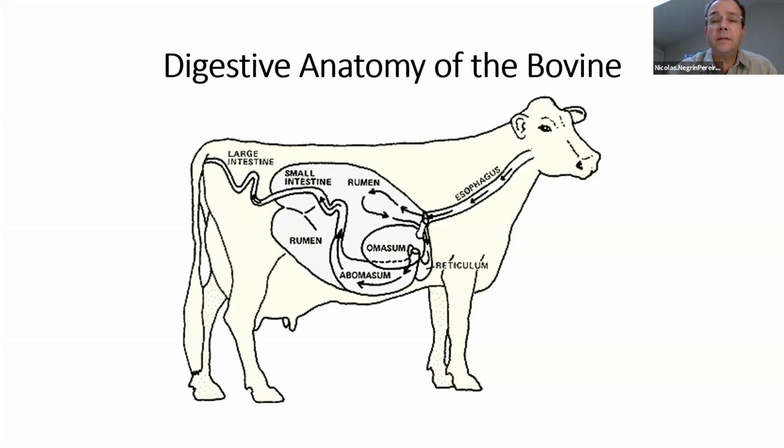So the digestive anatomy of a bovine is formed by the esophagus, followed by the reticulum, the rumen with two main sacs, the dorsal sac and the ventral sac, followed by the omasum, and continued by the abomasum or glandular stomach, and finally the small intestine, large intestine, and the rectum.